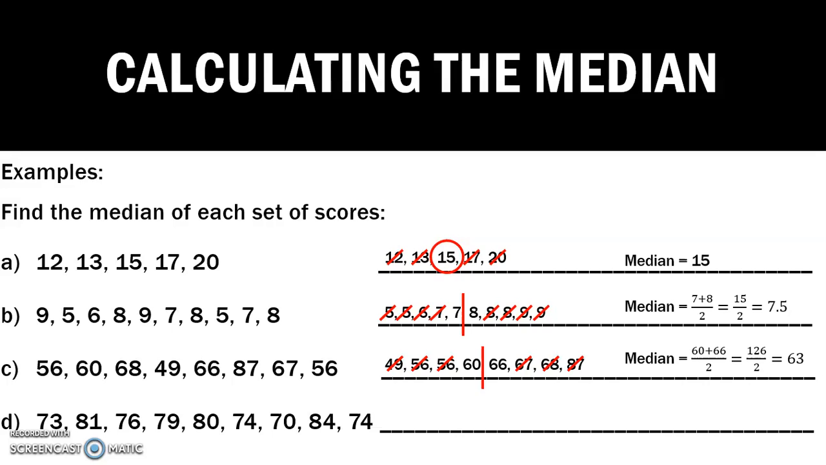For question D, we have 73, 81, 76, 79, 80, 74, 70, 84, and 74. What we need to do is write these scores in order. When we do so, we get 70, 73, 74, 74, 76, 79, 80, 81, and 84. We cross out our first score and our last score, second score and second last score, third score and third last score, fourth score and fourth last score, and we're left with a score in the middle, so our median is 76.